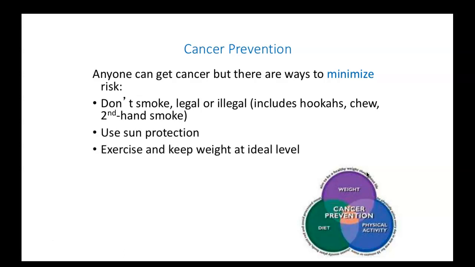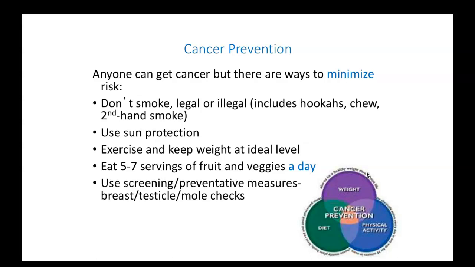Use sun protection like sunscreen. Exercise and keep your weight at an ideal level. Stress on the body can cause DNA damage, and being overweight can cause stress on the body. Eat 5 to 7 servings of fruit and veggies a day, and I'll tell people that, and they're like, whatever. I'll tell you why in just a minute.